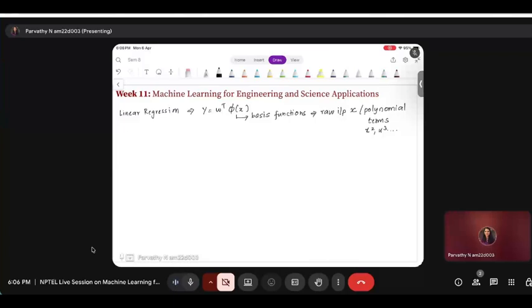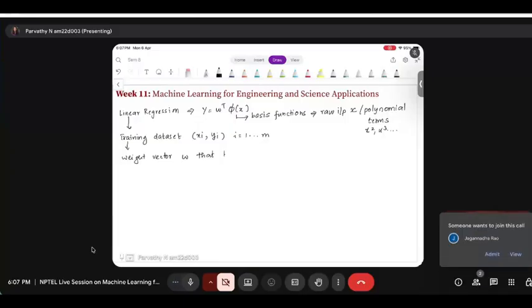And here, when we are given a training set which has the form xi, yi, where i is from 1 to m, the number of samples, our goal in linear regression was to find the weight vector W that best explains this data.